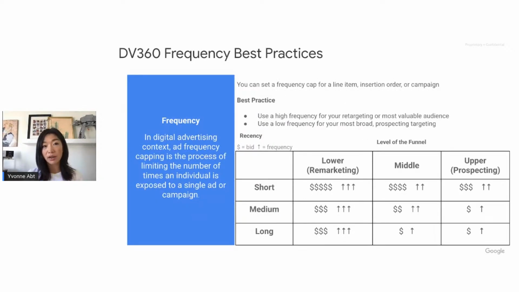Finally, I want to touch on the idea of frequency. We talked about using blunt instruments just as a way of illustration, so exclusion or inclusion and so on. But frequency capping is the process of limiting the number of times an individual is exposed to a single ad or a campaign, and you can do that as well. So not wholesale exclusion or bidding wholesale higher against a total audience, but you could recommend slightly higher frequency for your most valuable audiences, and the converse is true as well.